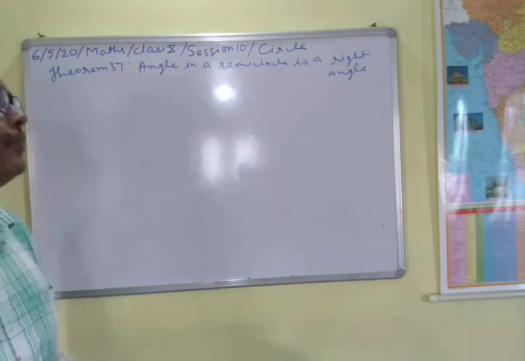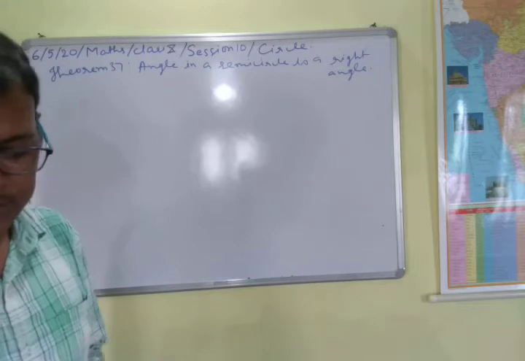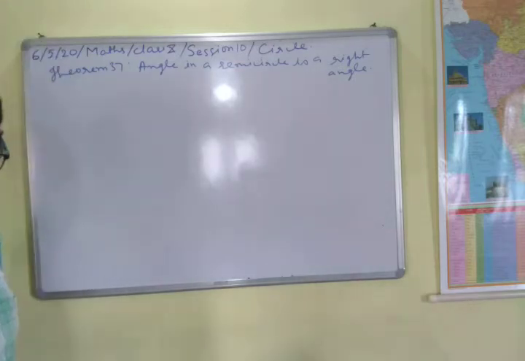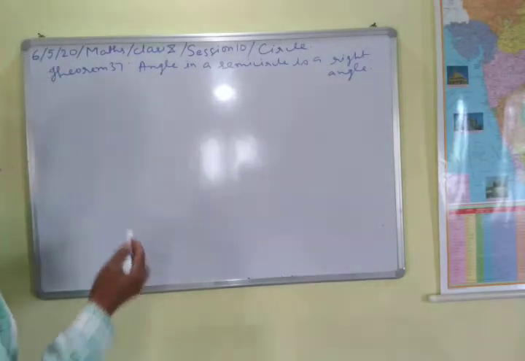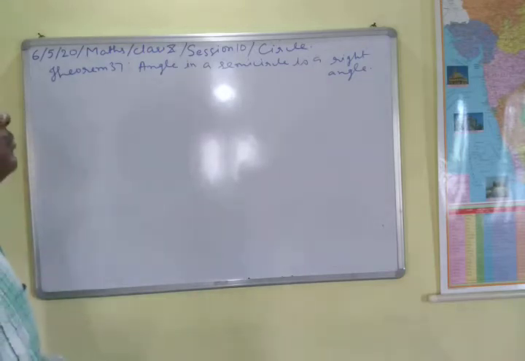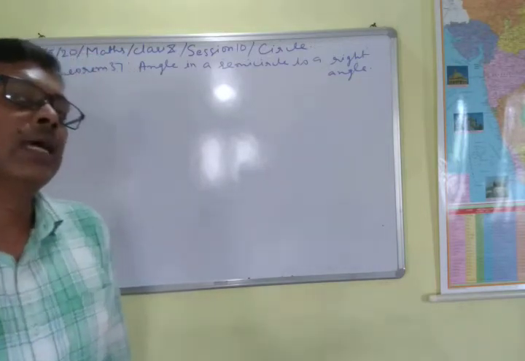So today I will start this chapter, Circle, in class 10, and in this chapter, chapter 7, there is one theorem, theorem 37. The statement of this theorem is that the angle in a semicircle is a right angle.